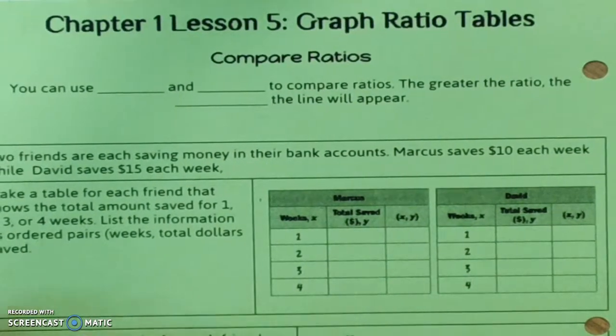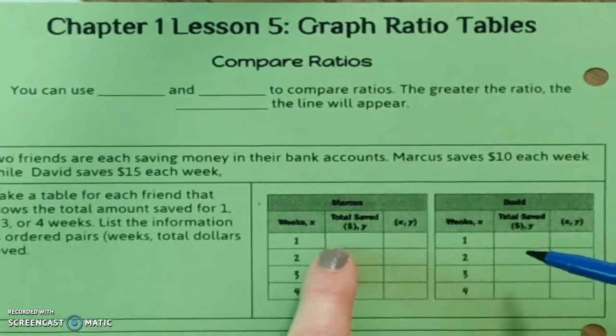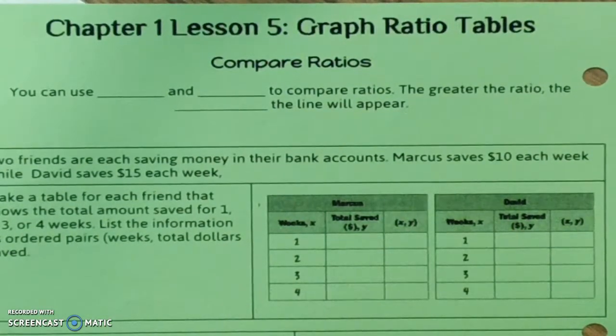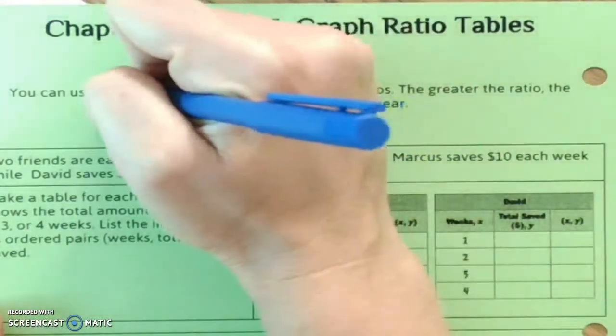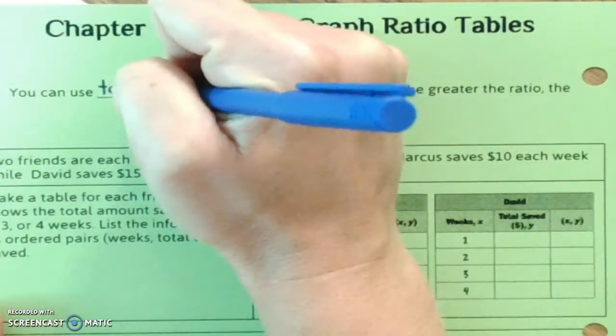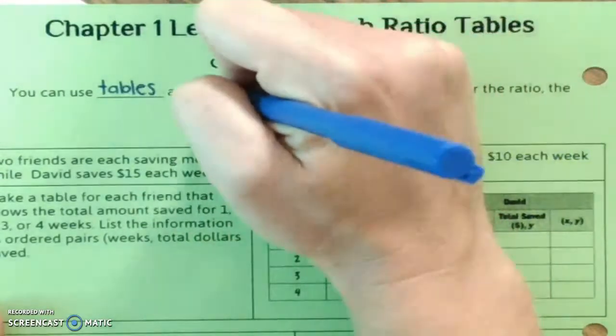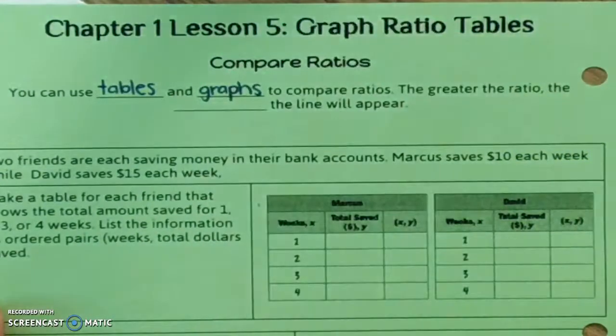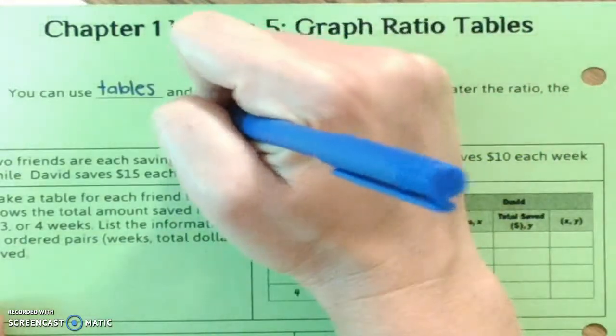Now we're gonna have to compare ratios. That just means we're gonna take 2 tables and put them on the same graph. So we need to make sure we label so we can tell the lines apart. You can use tables and graphs to compare ratios. The greater the ratio, the steeper the line will appear.